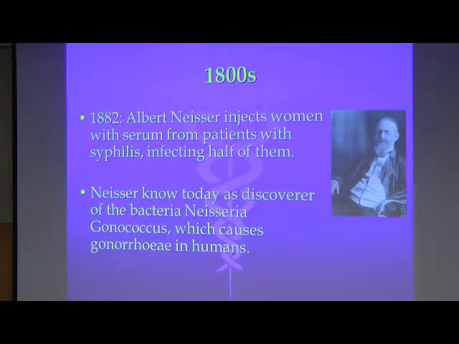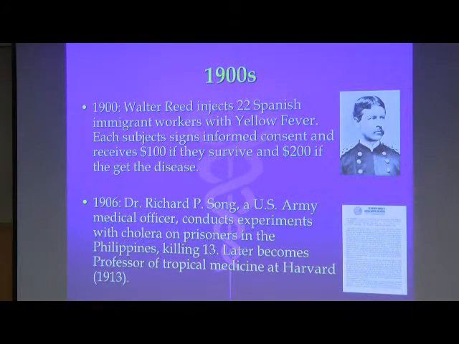In 1882, Albert Neisser injects women with serum from patients with syphilis, and he ends up infecting half of them. Neisser goes on to have an illustrious career, and today is known as the discoverer of the bacteria Neisseria gonococcus, which causes gonorrhea in humans. And this is another pattern that we'll see throughout history, where these early medical researchers perform research acts that today would be completely unethical, and then go on to become illustrious physicians or researchers.